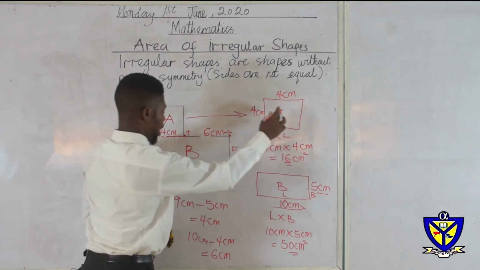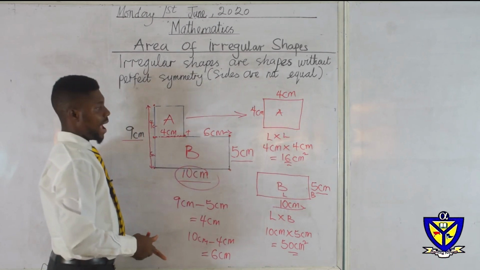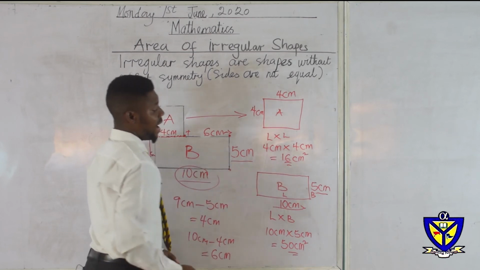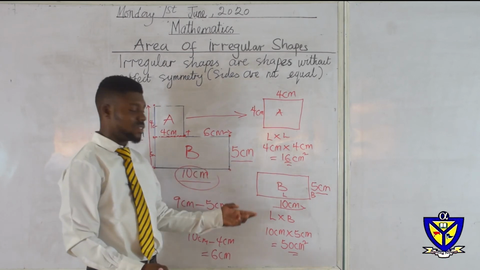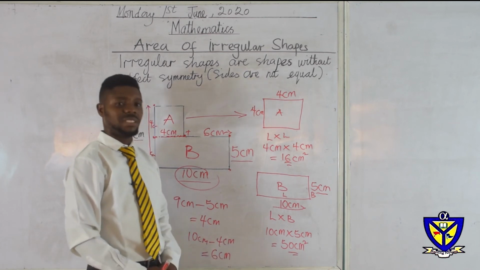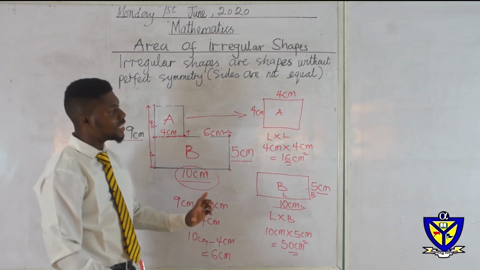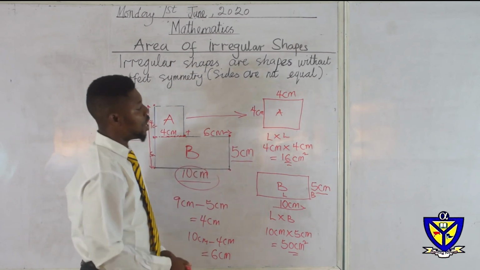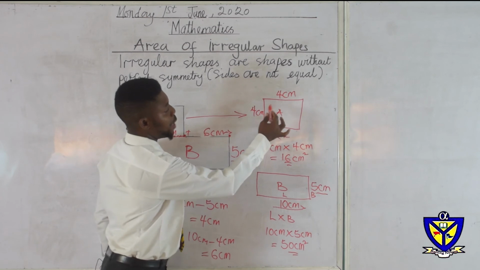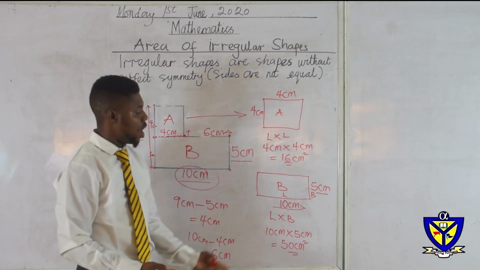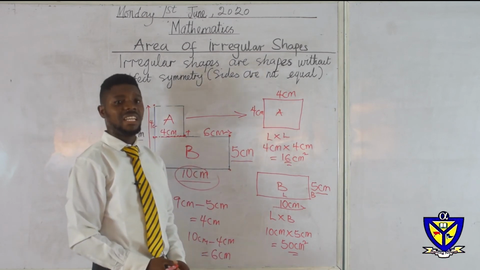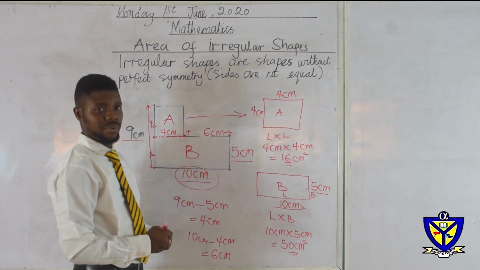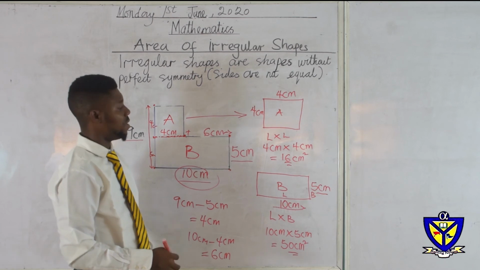Now, for shape A, I have the total answer of 16 centimeters square, and for shape B, which is the rectangle, I have 50 centimeters square. Now, the next thing we need to do here is to sum up the area of the shape A and the area of the shape B together. And that will give us the area of that irregular shape.